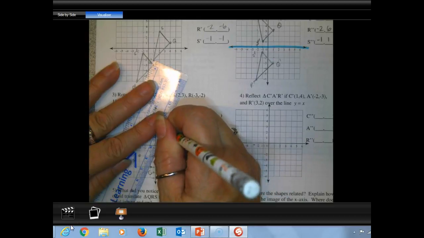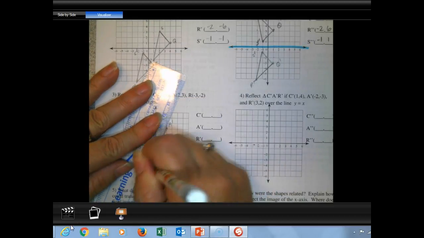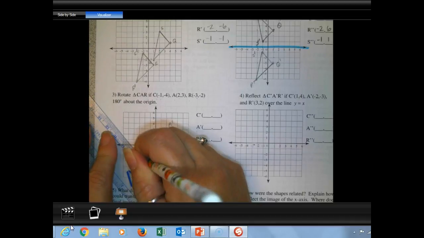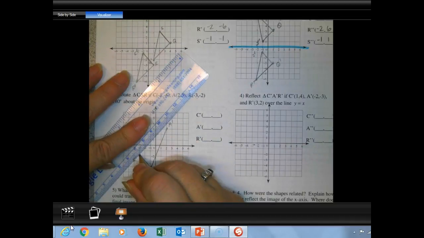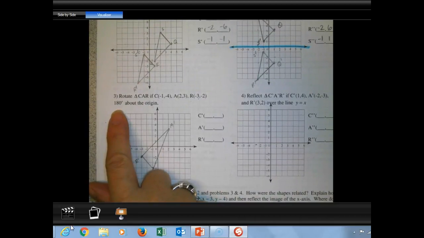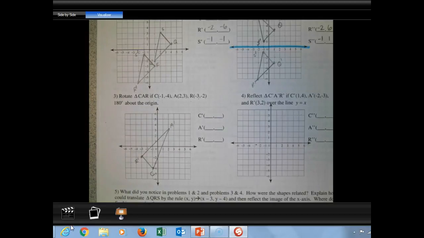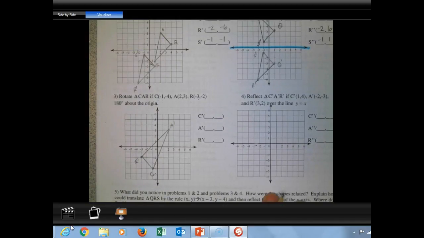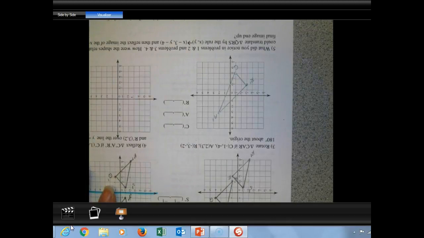Okay. I'm going to connect my points for my original figure. Lovely. So my rule tells me I'm going to do 180 about the origin. So what kind of transformation is that? It's a rotation. So I'm going to turn my paper, right, as a rotation, 180 degrees.